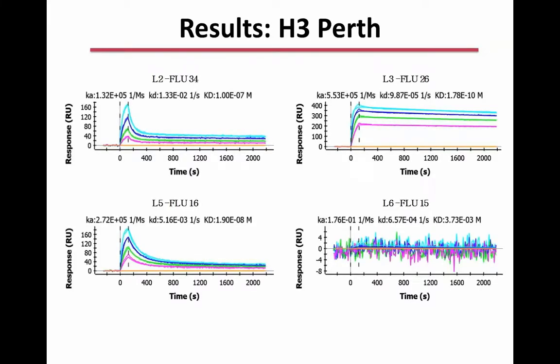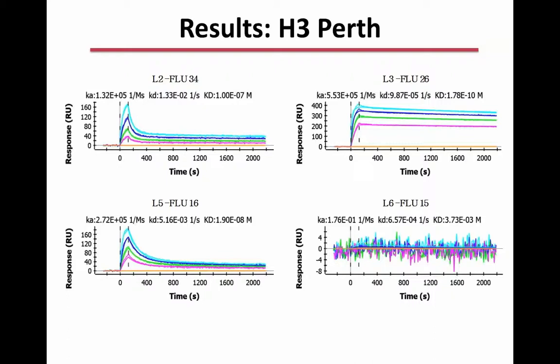Looking at the binding of the vaccine strain H3 Perth, we see a variety of different binding behaviors for our different antibodies, and in this case each graph represents a different antibody, and the lines represent dilutions of different concentrations of our analytes. So, for example, you can see here that flu-15 antibody had no binding, while flu-26 had a relatively rapid binding and slow dissociation. And for something like this, we would go back most likely with a lower concentration of analyte to get better kinetic binding data.